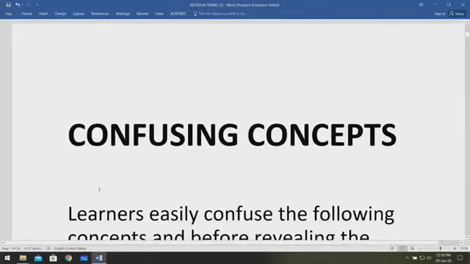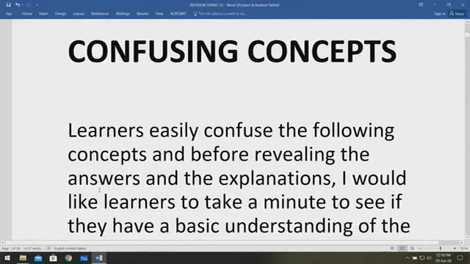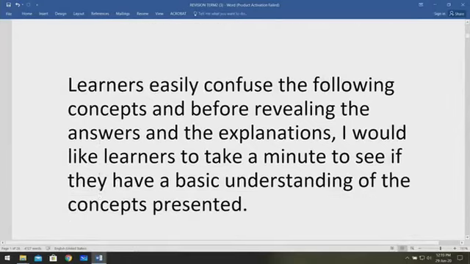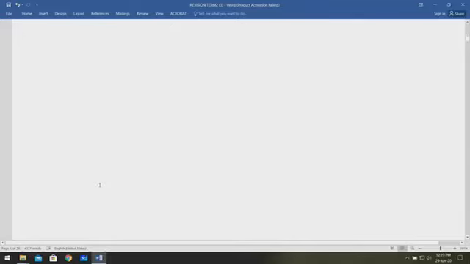Okay, the first thing I'm going to start off with are some of the concepts where I find learners easily confuse the concepts, and then I just want us to quickly run through those concepts.